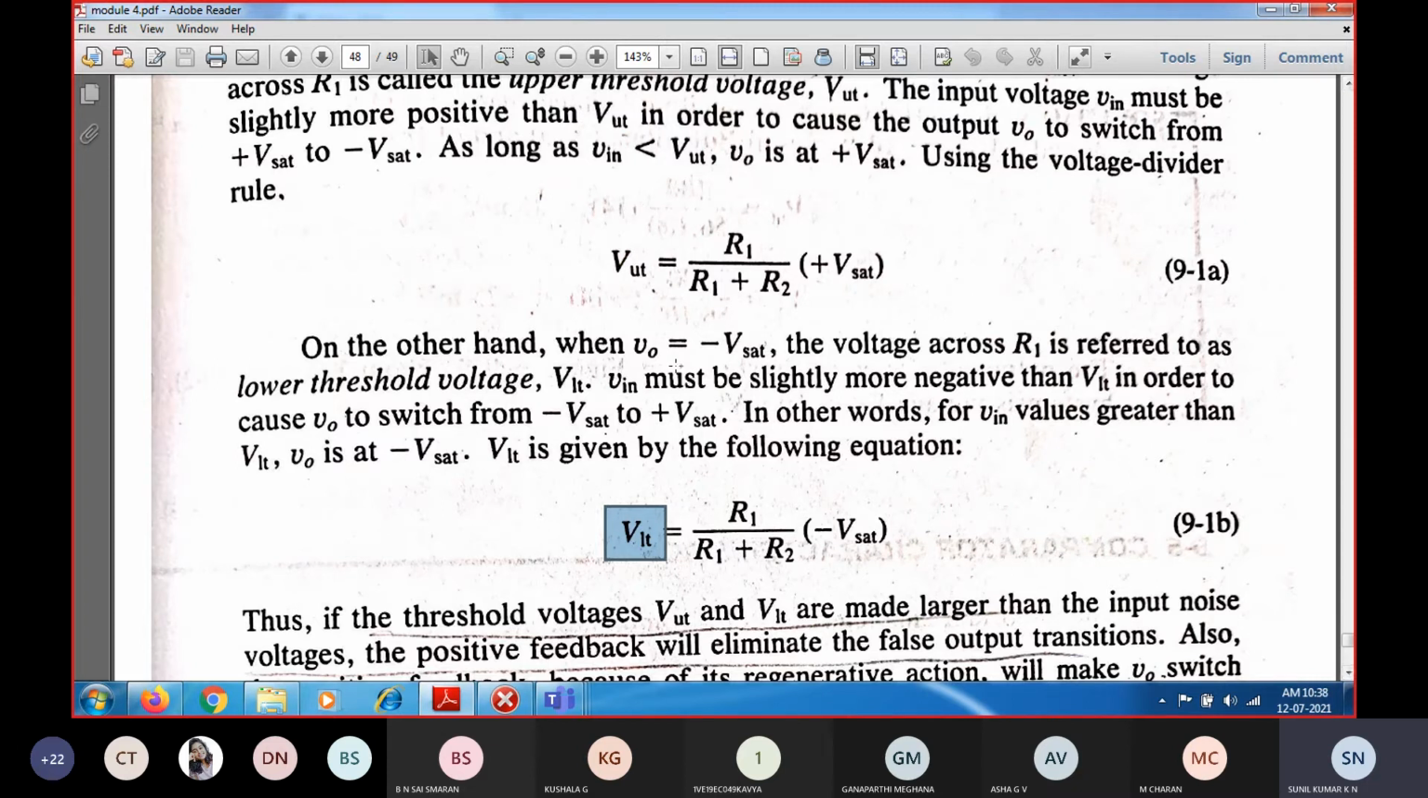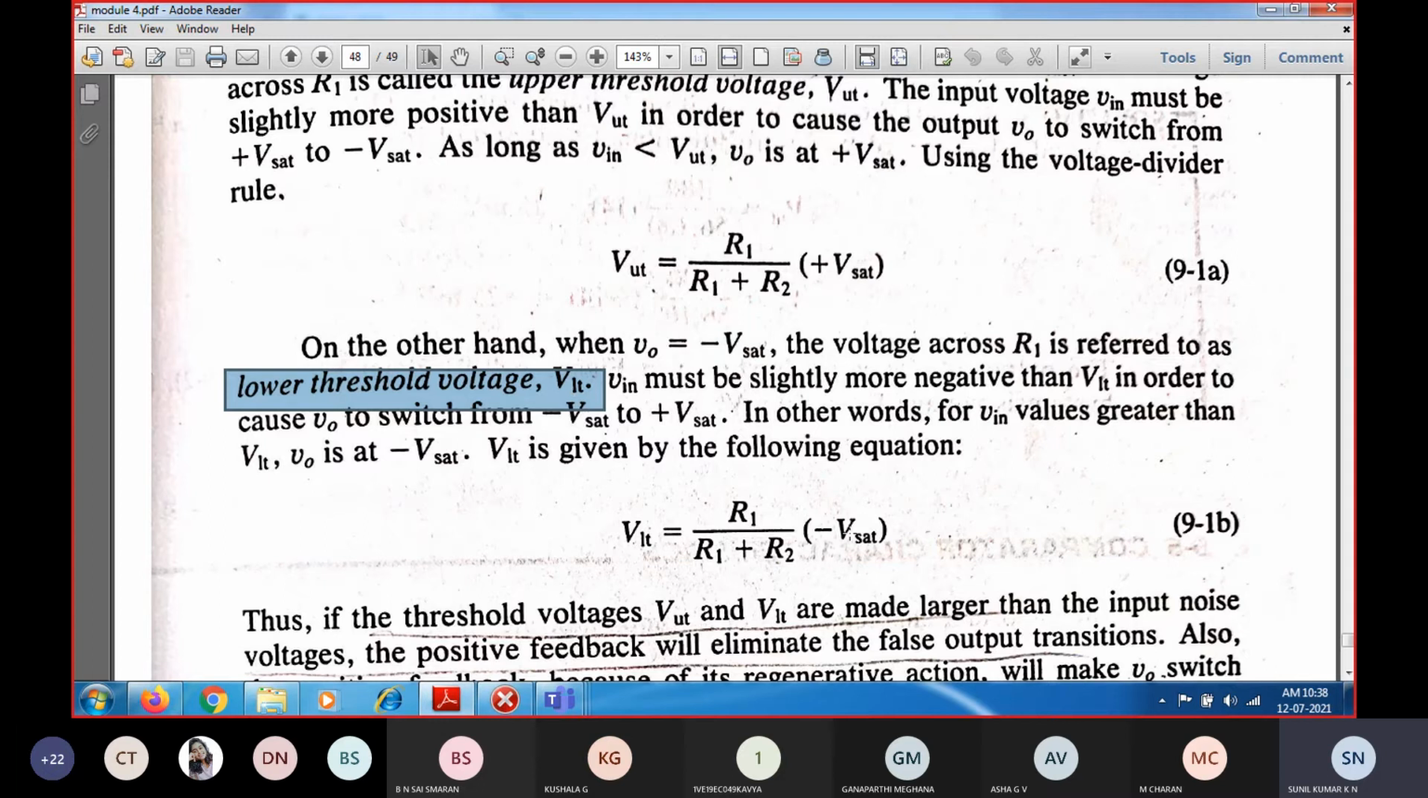On the other hand, the output voltage will be in negative saturation. Whenever the output is in negative saturation, the voltage across R1 is referred to as the lower threshold voltage, or it is also called the lower trigger point. Whenever Vi is less than this lower trigger point, the output will be in negative saturation. Whenever the input exceeds, whenever the input is greater than this lower trigger point, the output will switch from negative to positive saturation. This is what we have seen in the hysteresis also, the same thing.